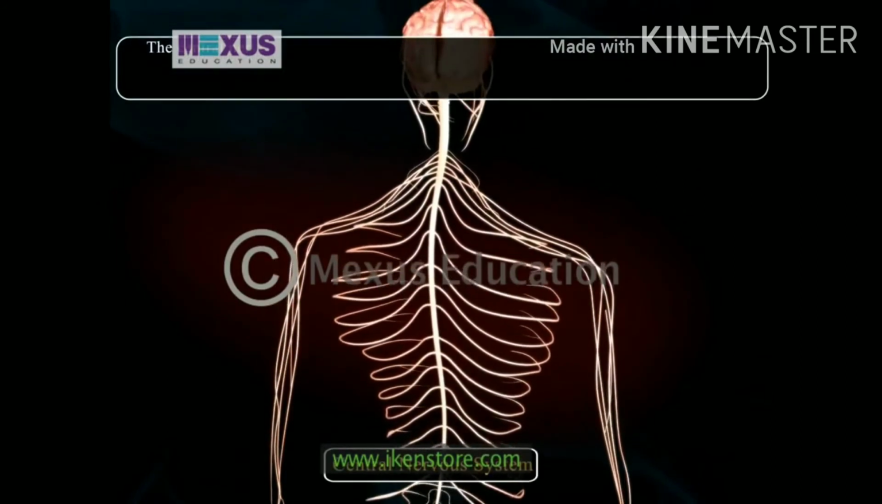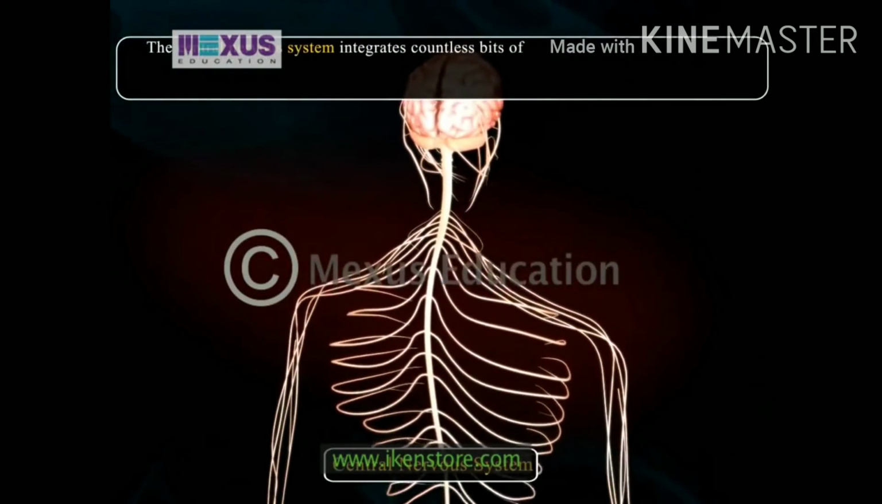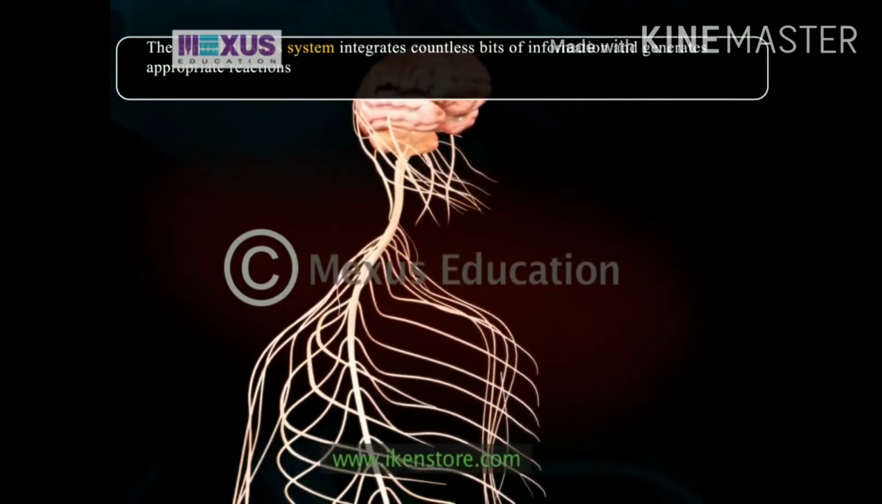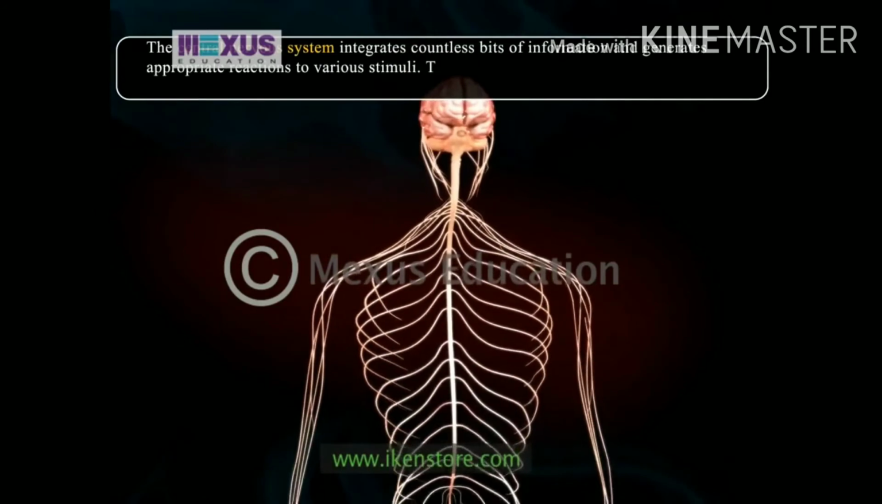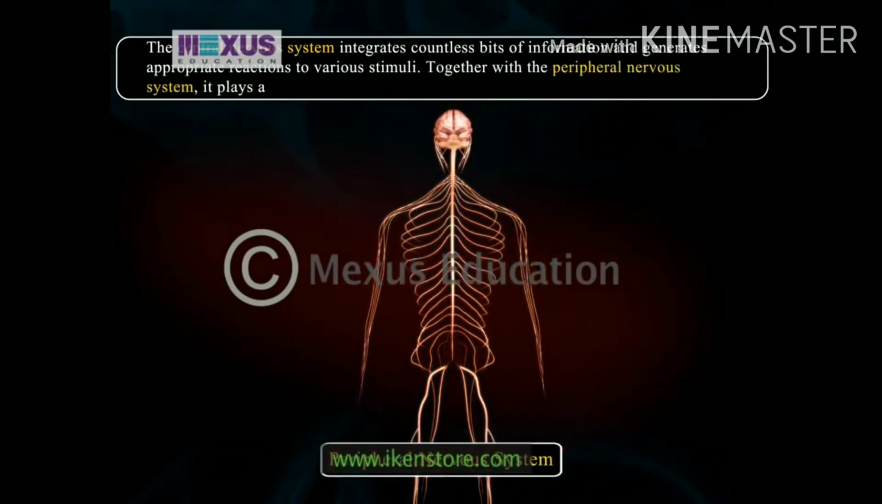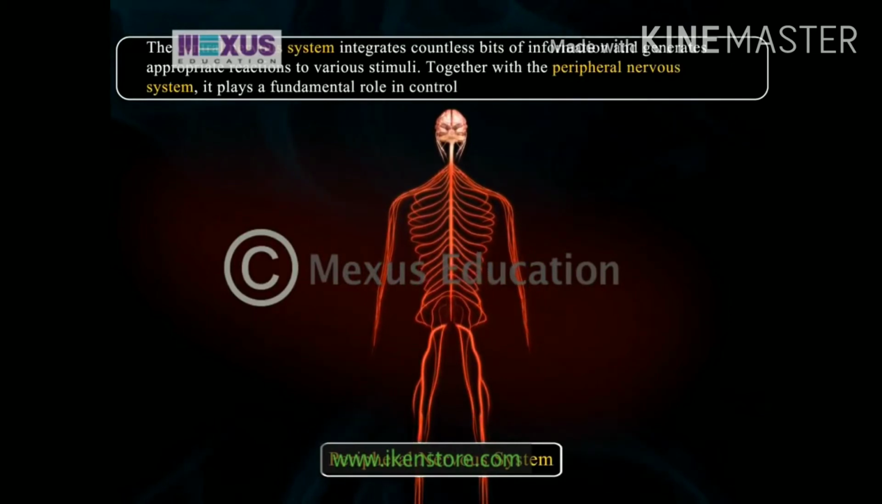The central nervous system integrates countless bits of information and generates appropriate reactions to various stimuli. Together with the peripheral nervous system, it plays a fundamental role in controlling behavior.